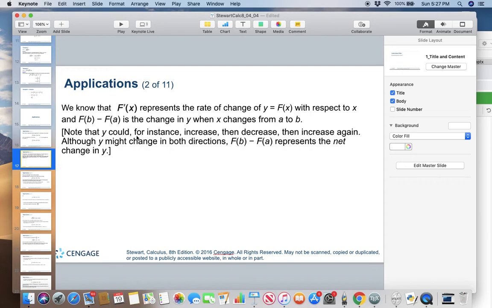Note that y could, for instance, increase, then decrease, then increase again. Although y might change in both directions, F(b) minus F(a) represents the net change, overall change. Value at the right hand point minus value at the left hand point. What happens in between, it doesn't care. That's what F(b) minus F(a) is. Whereas derivative is the rate of change, how fast you change. Are you going positive or negative and so on.